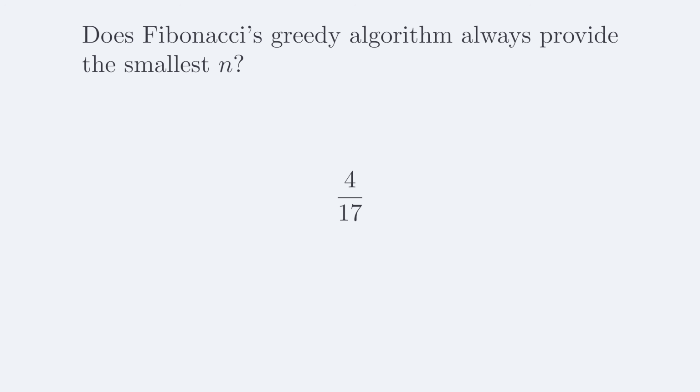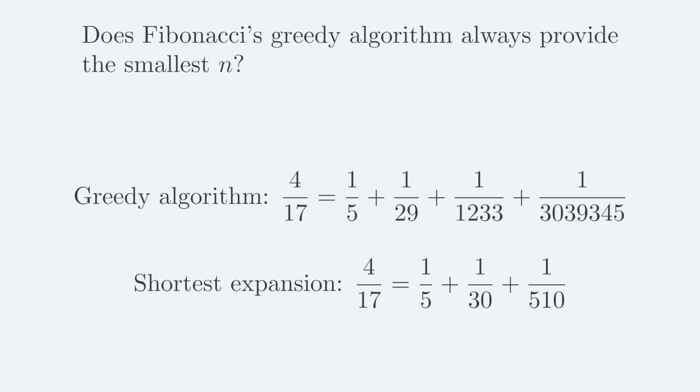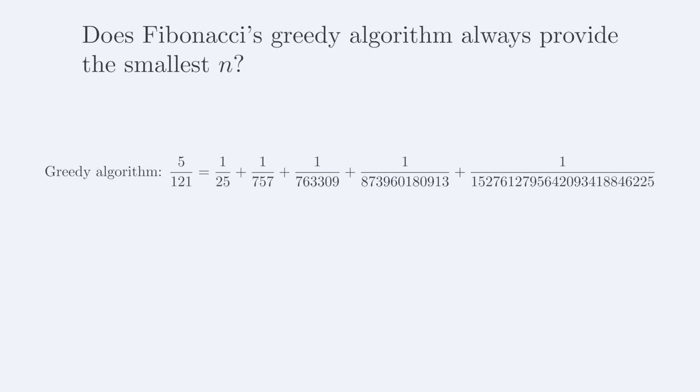Take 4 over 17 as an example. The shortest expansion is much more elegant than the greedy algorithm's output. And we have more extreme examples, and this is one of them.